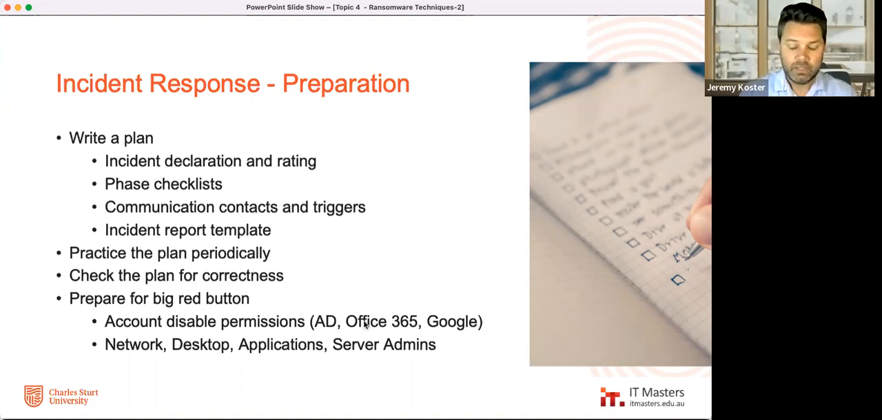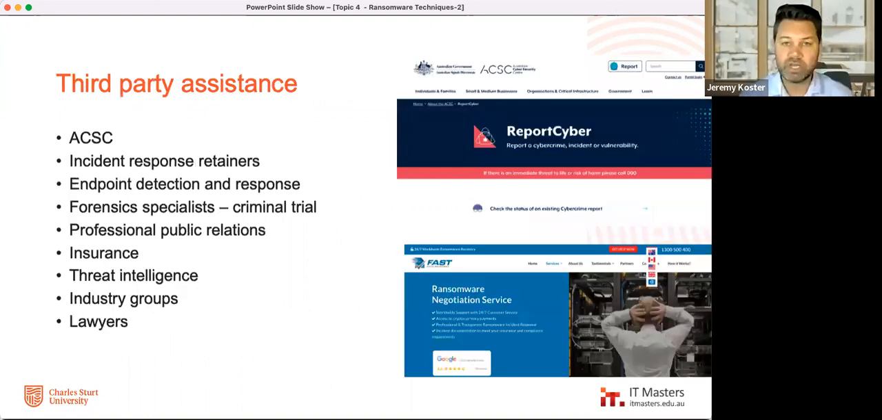Now, there's a really big thing now for third-party assistance, and large organizations will reach out to a bunch of third parties to run services for them. When you're a small organization, it's important to have these kind of connections thought about as well. If the worst comes to the worst, who are you actually going to talk to be able to grab assistance?